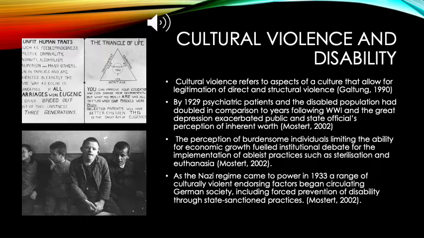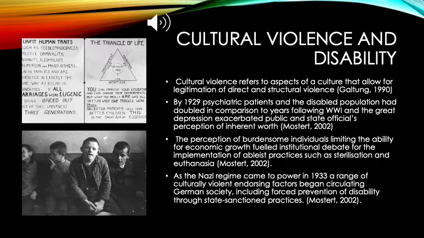Cultural violence refers to the aspects of a culture that allow for legitimization of direct and structural violence. By 1929, psychiatric patients and the disabled population had doubled in comparison to the years following World War I, and the Great Depression exacerbated public and state officials' perception of inherent worth. Hence, individuals who were unable to aid the collapsing economy of Germany were no longer considered worthy of living, allowing for culturally violent practices to arise. The perception of burdensome individuals limiting the ability for economic growth fueled institutional debate for implementation of ableist practices such as sterilization and euthanasia.